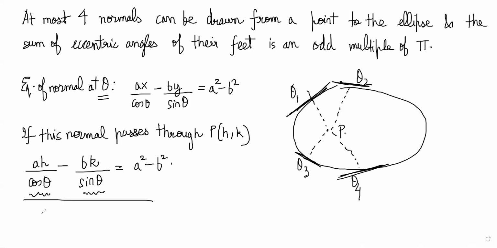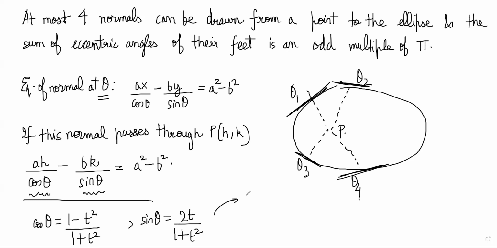We can take advantage of the trigonometric substitution where cos theta can be written as (1 minus t square) by (1 plus t square), and sine theta can be written as 2t by (1 plus t square), where t is tan theta by 2. These are identities. (1 minus tan square theta by 2) by (1 plus tan square of theta by 2) is equal to cos theta. And similarly, sine theta also can be written as 2 tan theta by 2 by (1 plus tan square theta by 2).